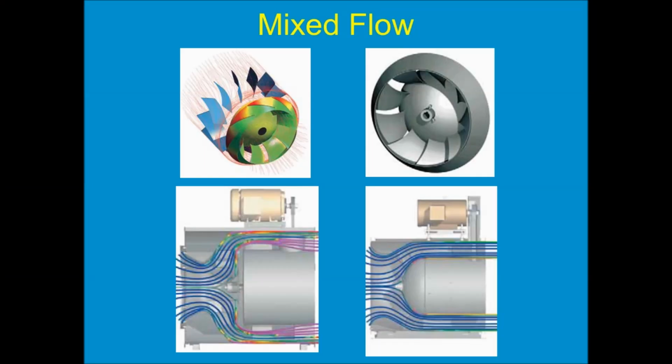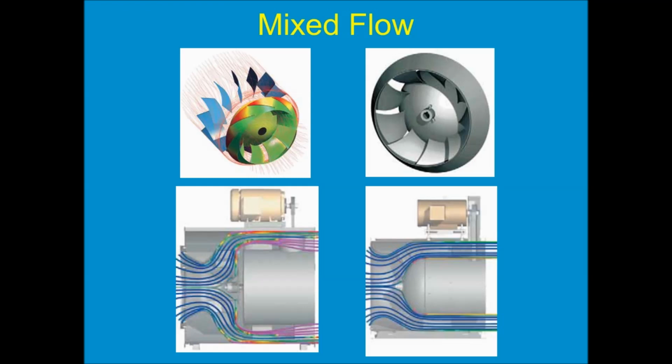And that brings us to our next type of impeller, the mixed flow. The mixed flow impeller is kind of a hybrid, a cross between an axial impeller and a centrifugal impeller. It has blades and a central hub, but it also has kind of a centrifugal shape to it. The nice thing about a mixed flow fan is that it moves a lot of air very efficiently.